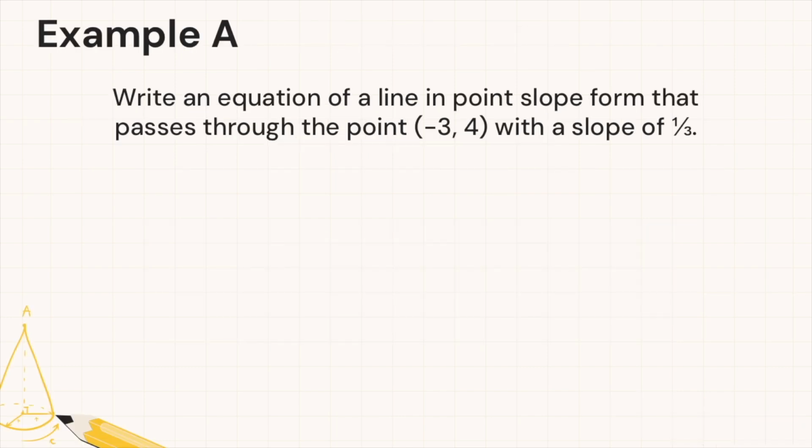Here we are at example A, and it says write an equation of a line in point slope form that passes through the point -3, 4, with a slope of 1/3. We're first going to need our point slope equation so that we don't forget it. That's going to be y minus y1 equals m, parentheses, x minus x1. Now that we have that, we're just going to plug in the things that we know. We know that y is going to stay as y. Now we have minus y1 and y is positive 4, so we're going to do minus 4. We're going to equal m, and our slope is going to be 1/3 in this case, as they told us here in the problem.